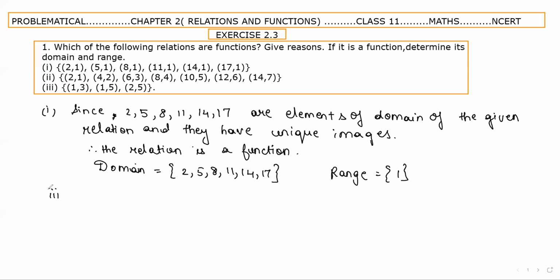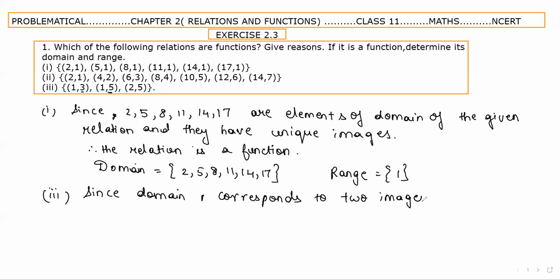Let's consider the third example first. (1, 3), (1, 5), (2, 5). Here, the domain value 1 has 2 different images. That means domain 1 corresponds to 2 images, that is 3 and 5.